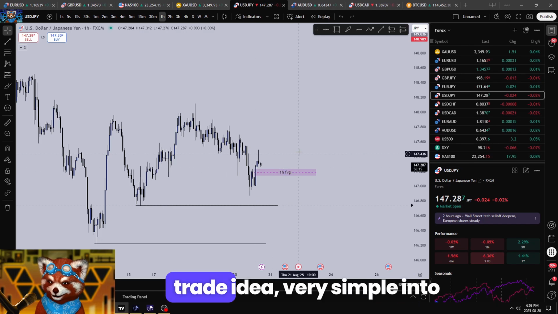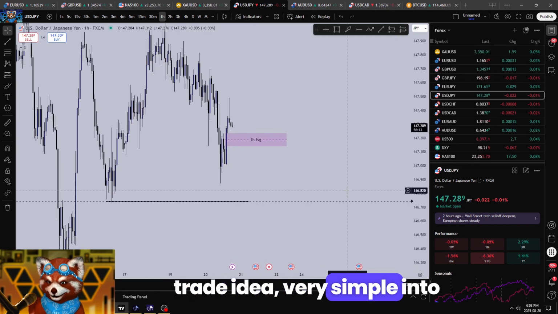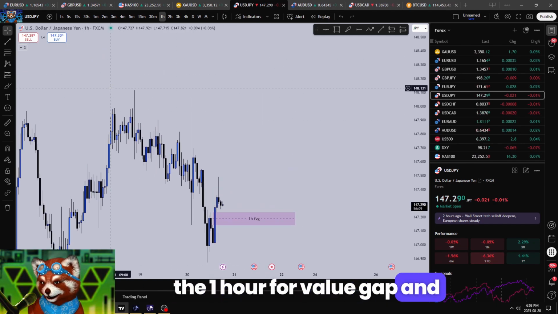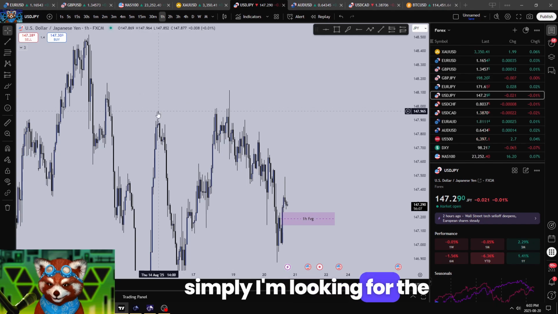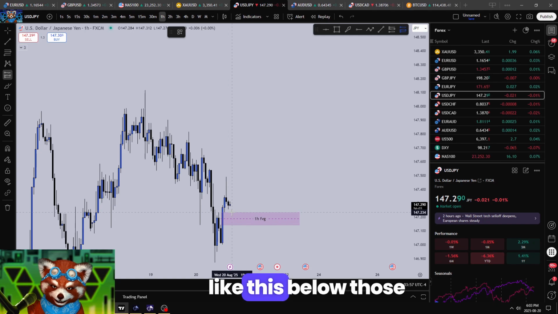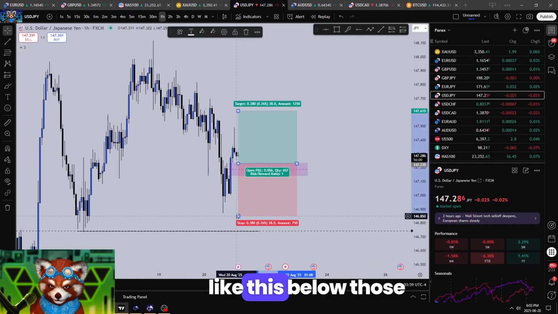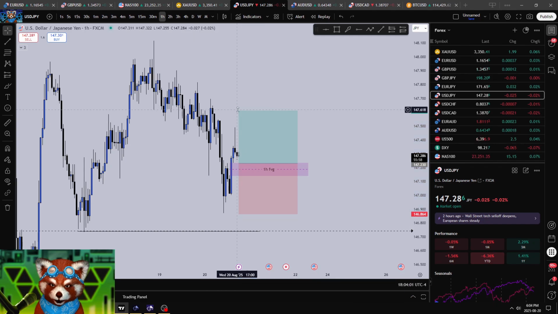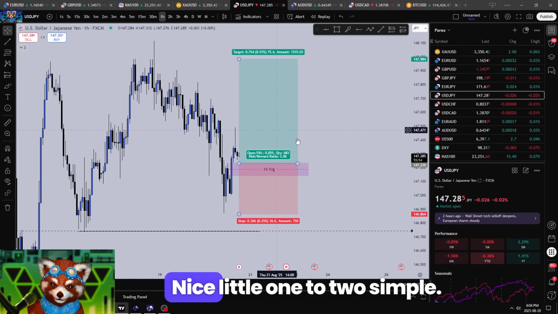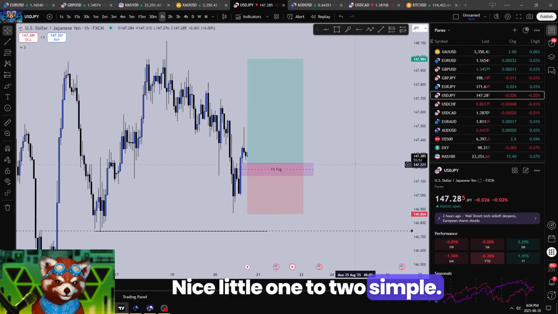USD JPY trade idea, very simple. Into the 1 hour fair value gap, and simply I'm looking for the highs. So it's going to look like this. Below those, and target the highs. Nice little 1 to 2. Simple.